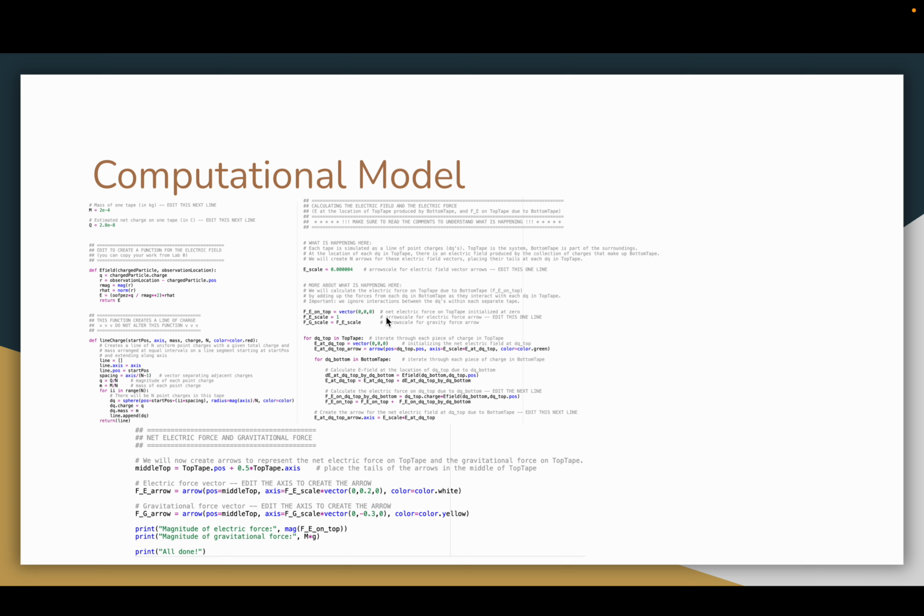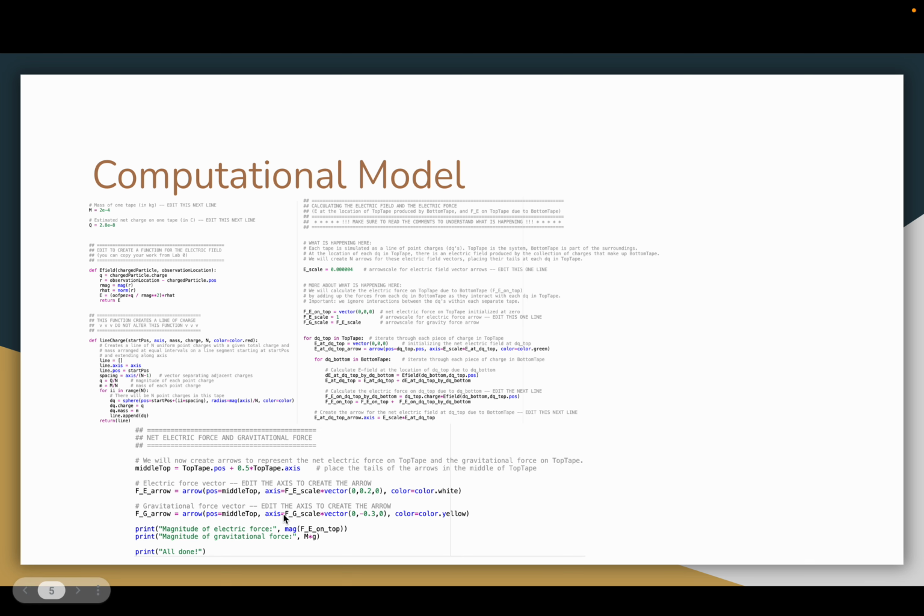Now, for the second block, this is us trying to find the field of the electric tapes due to each other. So as you can see, we have the electric field at the location of the top tape due to the bottom tape right here, and then electric force on the top tape due to the bottom tape. And this is just us trying to figure out what exactly the field and force is due to the charge on that tape that we charged up.